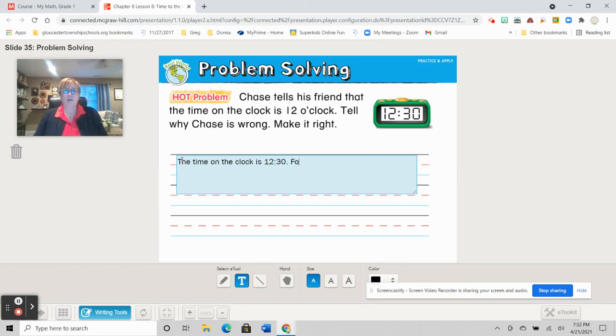For 12 o'clock, it should look like this. Right? Okay. So he was wrong because he said it was 12 o'clock when it's 12:30. And this is how it should be if he wanted it to be 12 o'clock.